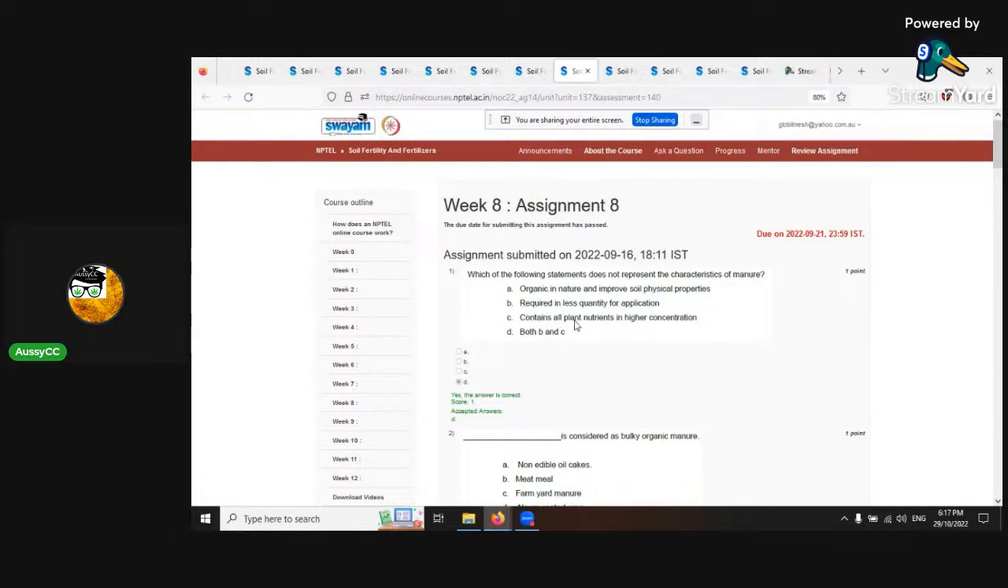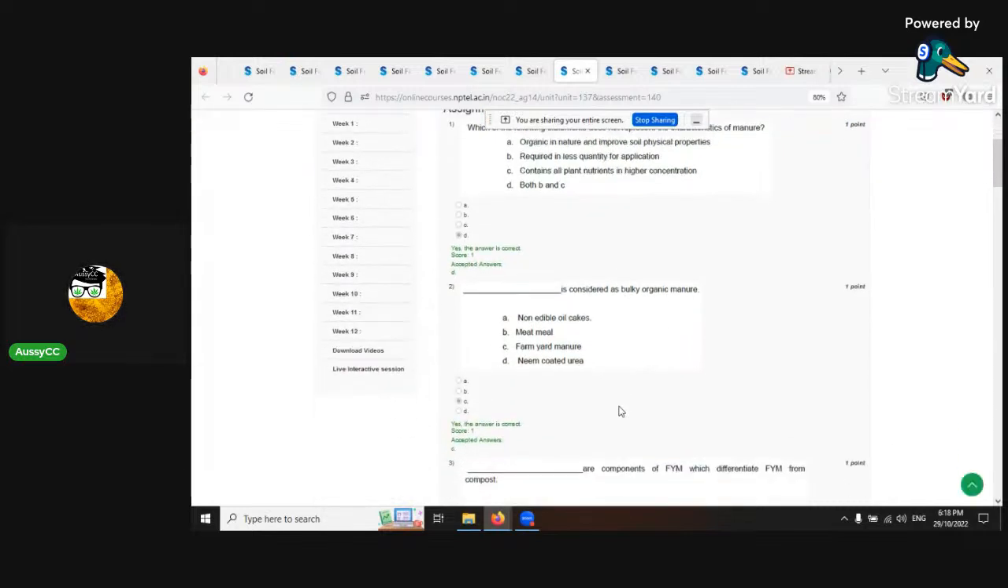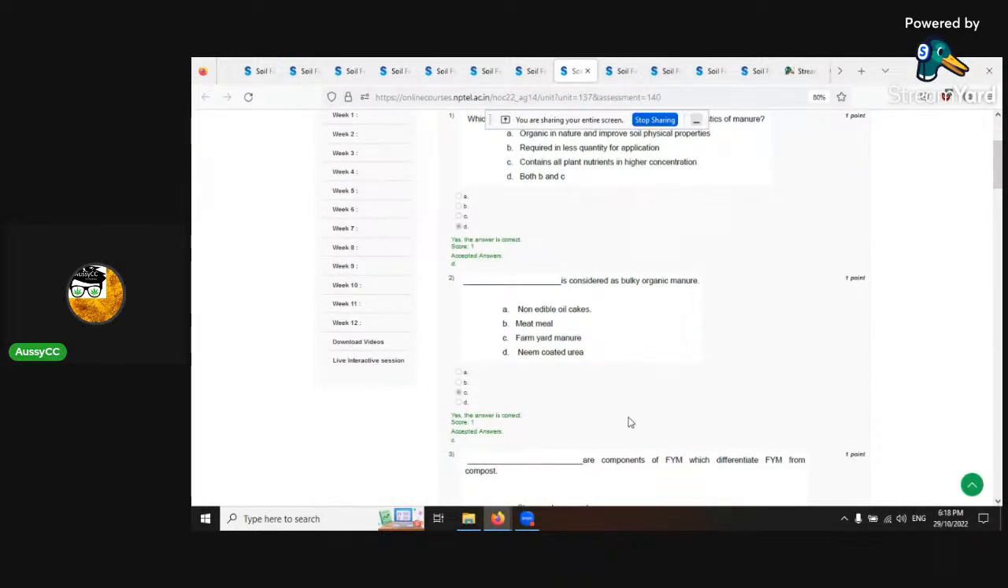Required in less quantities, contains plant nutrients. It's D. Something is considered as bulky organic manures, farmyard manure, FYM. Get some good farmyard manure and you'll be surprised. Dry it, grind it up, add it to your substrate. Holy hell. Some are components that work so good. Farmyard manure is derived from compost.